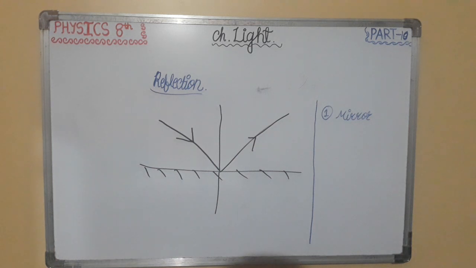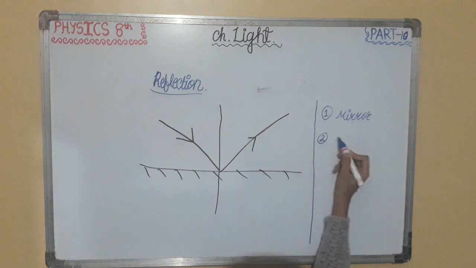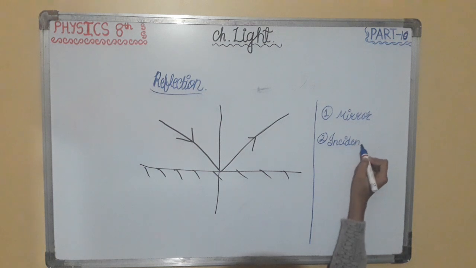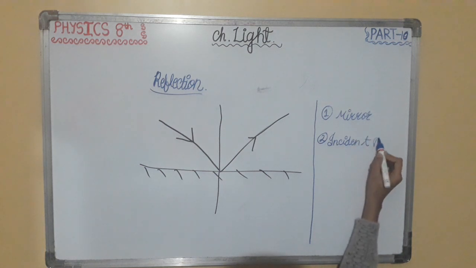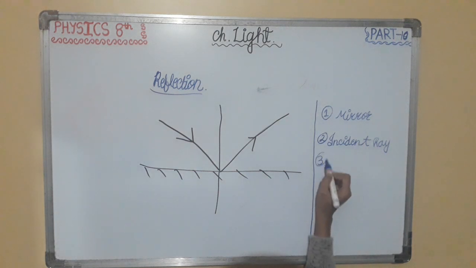Second term is incident ray. The light ray striking the reflecting surface is called the incident ray. I'll repeat, the light ray striking the reflecting surface is called the incident ray.